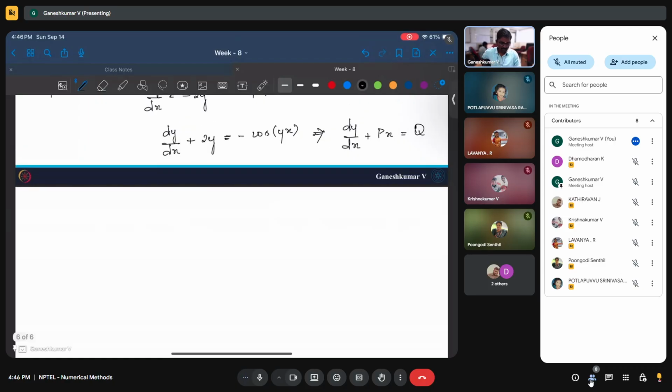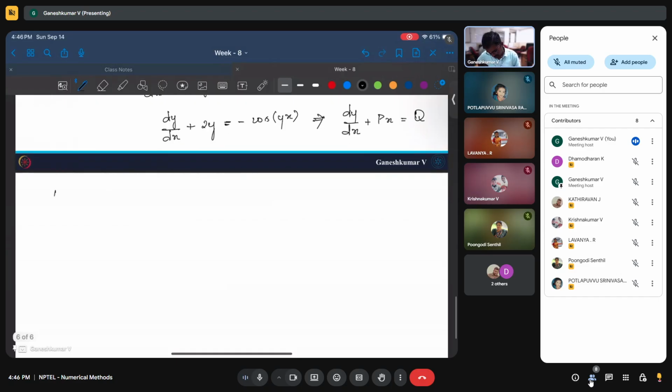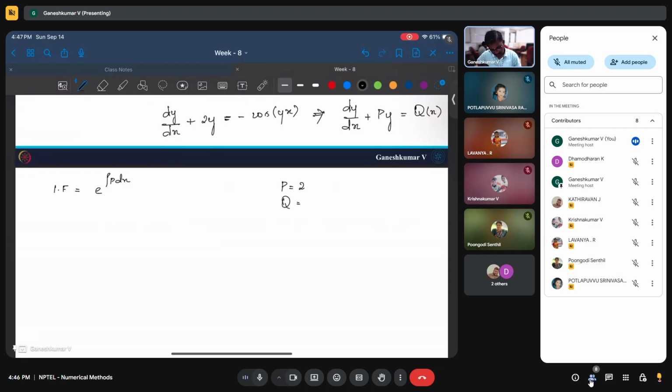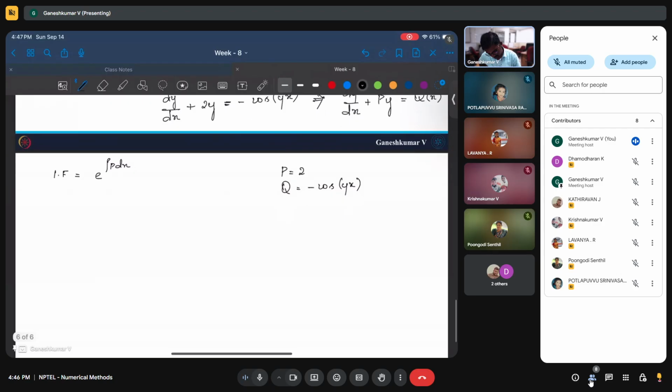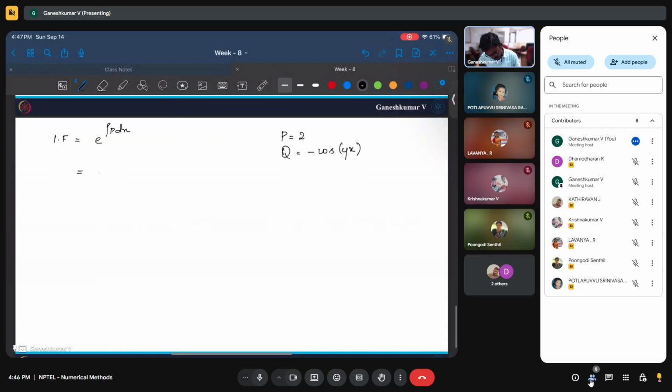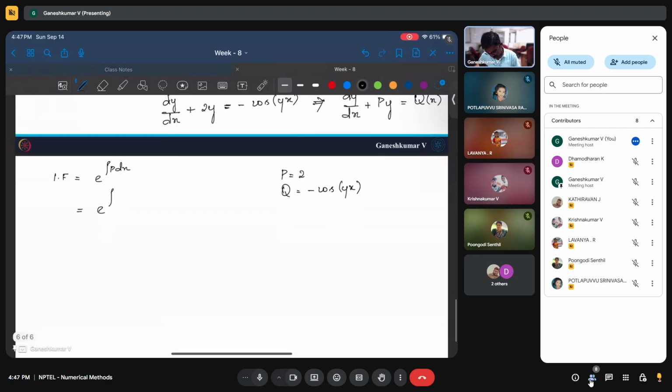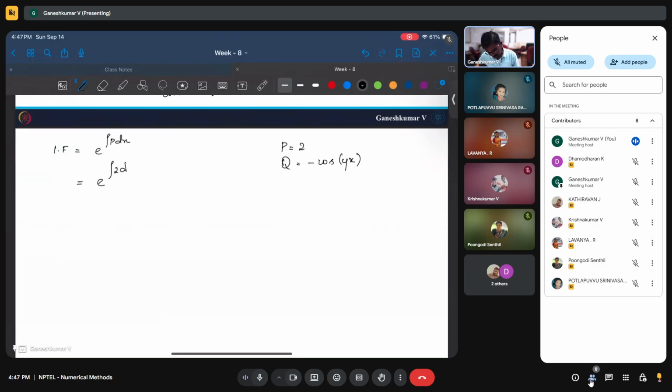What we will do is first find the integrating factor. So what is the integrating factor here? e power integral of p dx. In this case, your p is 2, and sorry, this should be py. Q is a function of x. So your p is 2, and q is minus cos 4x. So what happens to your integral of p dx? Integral of 2 dx is 2x, so e power 2x. This is your integrating factor.